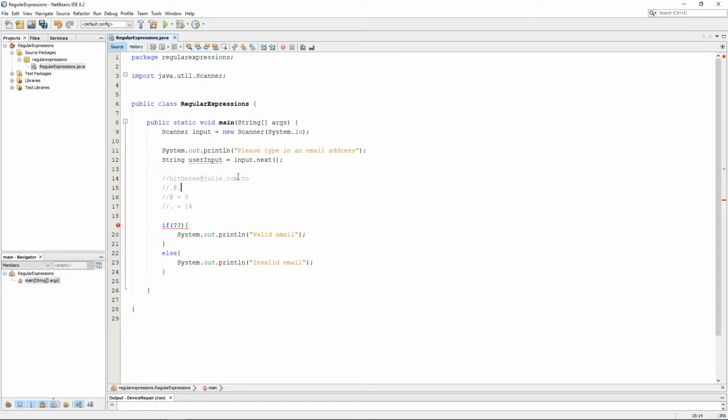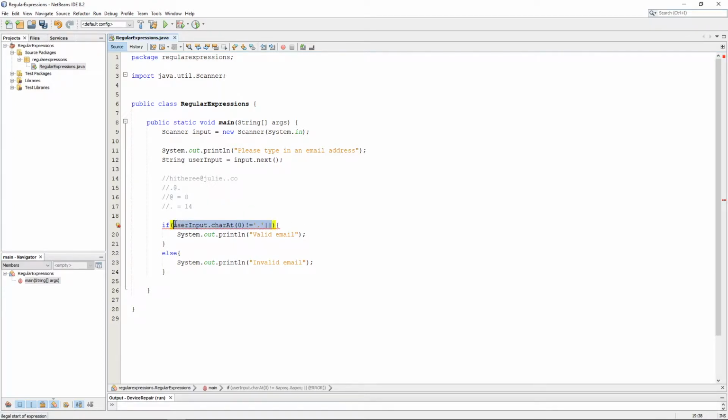We could put lots of conditions in here, like there might be 1 dot, there might be 2 dots. If somebody puts that, that's not a valid email address. We could put loads of conditions in here, but this is going to get massive, because we're going to do if user input dot char at 0 is not equal to something. It's going to get very stressful if we start doing lots of different conditions in here.